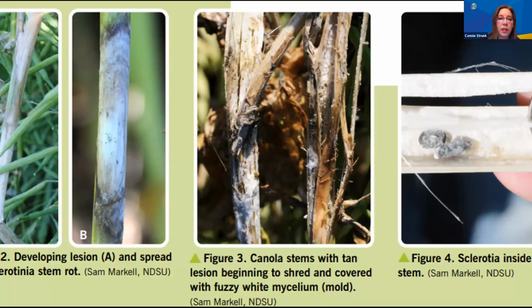So again, just another look at Sclerotinia stem rot, starting on the stem. It has that sunken, white, almost chalky appearance, really beginning to shred and cover that stem. And if you notice on the right side of the screen, you'll see the dark black sclerotia inside the stem.